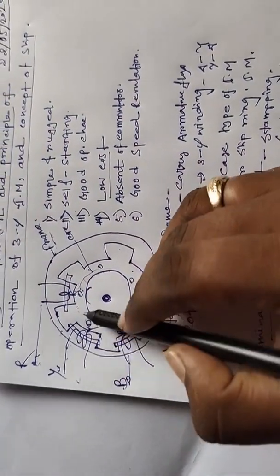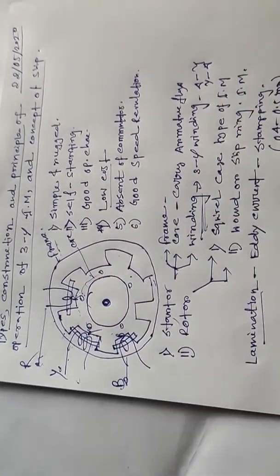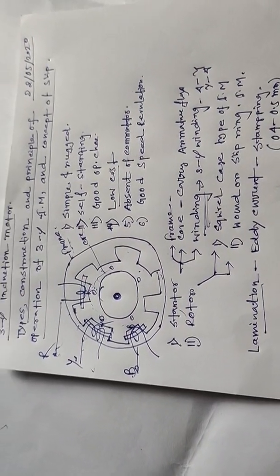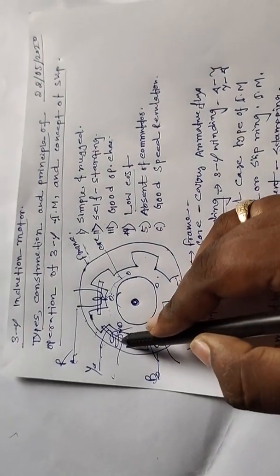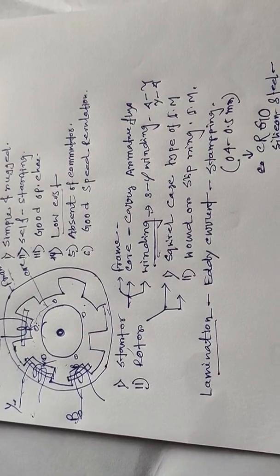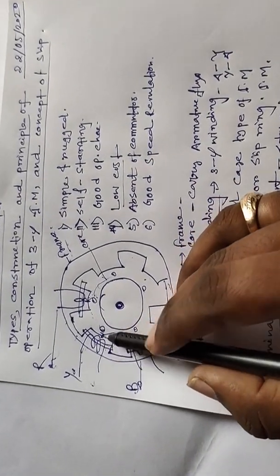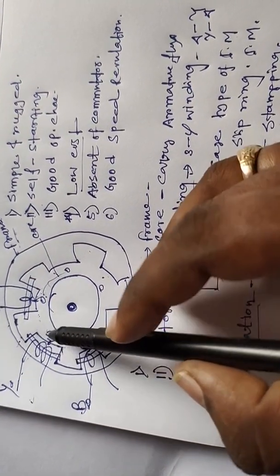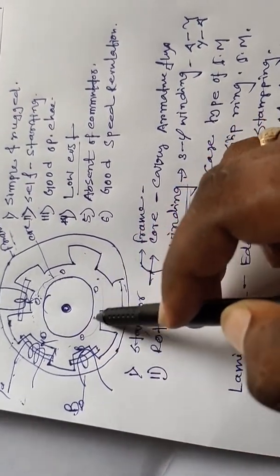When the supply is an AC supply, the electromagnetic induction says the relative motion between the magnetic field and the coil produces a magnetic field, and the coil has an induced EMF. This EMF is induced when the AC supply is given, producing an electromagnetic flux, and this flux rotates in this core or in this magnetic path.